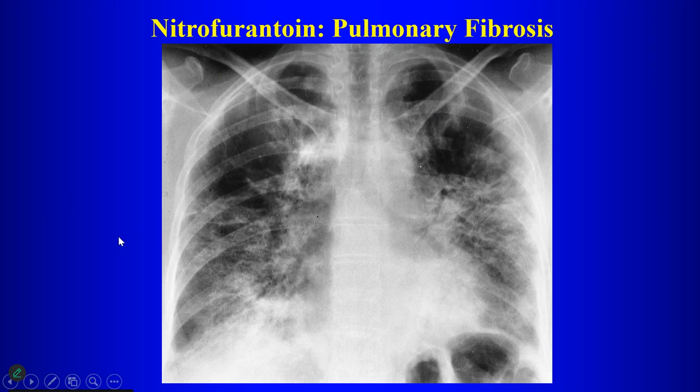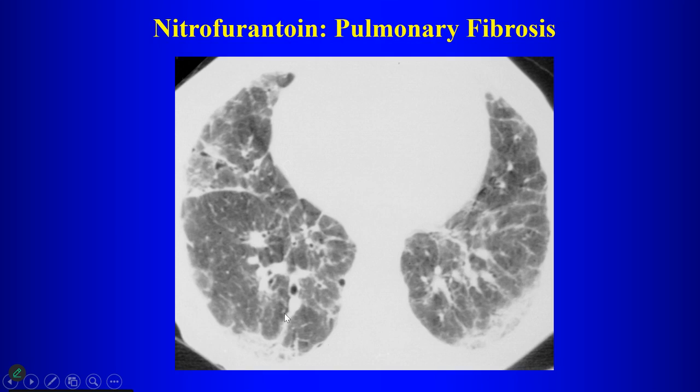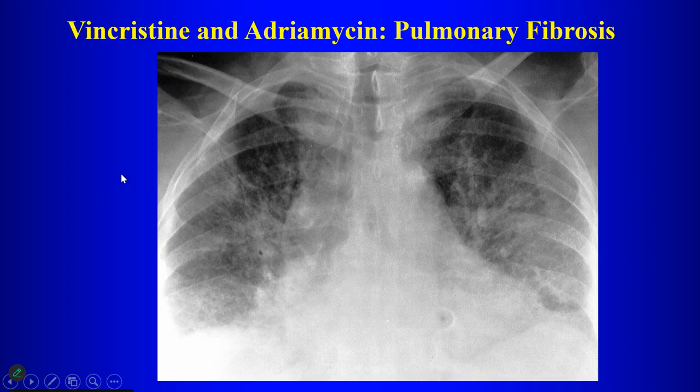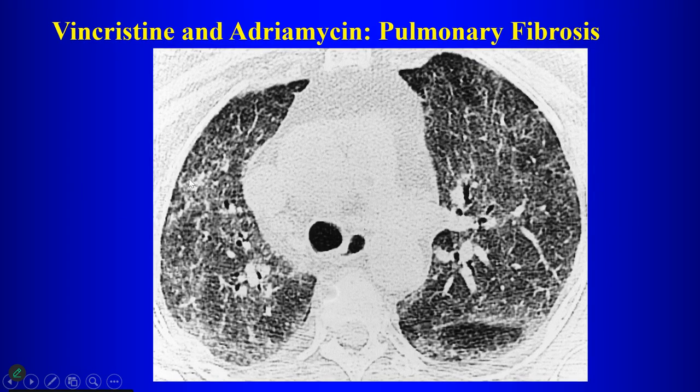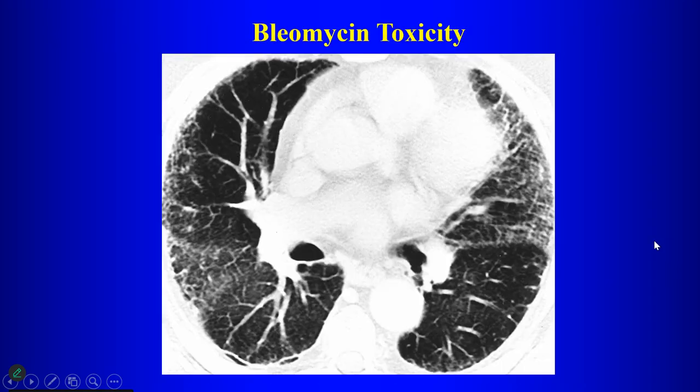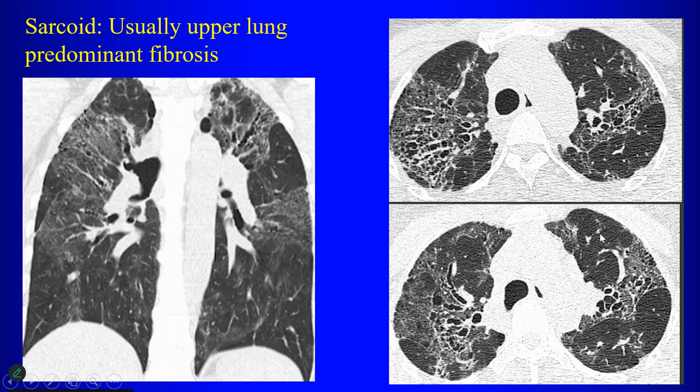Okay, this is pulmonary fibrosis from nitrofurantoin. There's the CT scan showing you the interstitial disease. This is a chemotherapeutic agent, so it's very important to get the history of what medications the patient is getting. There's a CT showing you that. So the CT itself is not going to be very specific. There's bleomycin toxicity, peripheral distribution of particular opacities of ground glass.